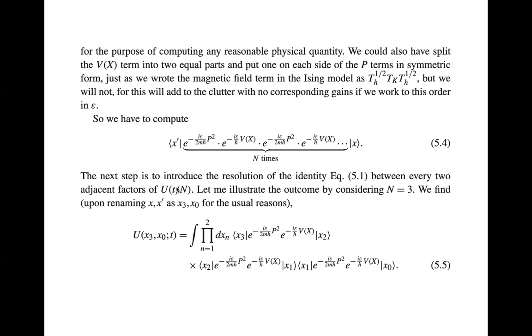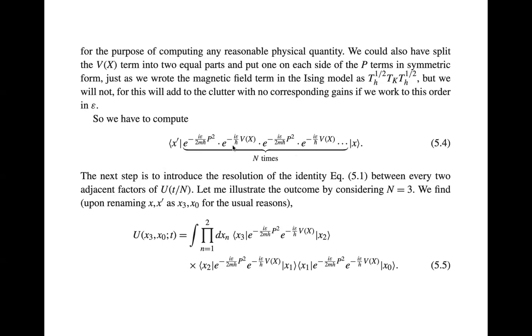And this t over n is equal to epsilon, because we divided the time interval t into n pieces, and each piece is epsilon divided by h bar, right? So in order to evaluate this probability or this probability matrix element, we need to compute this object, right? So what can we do here?